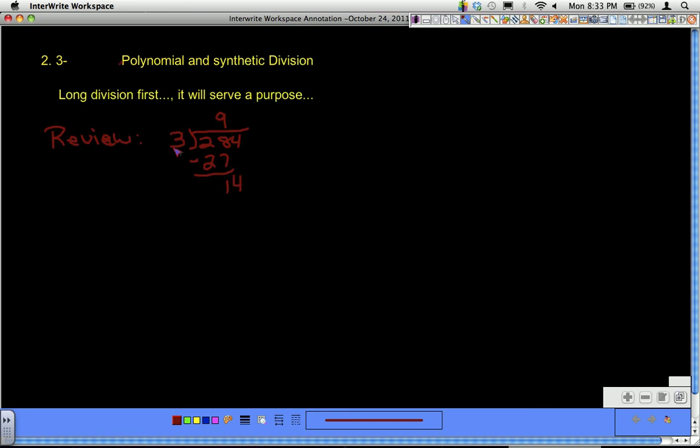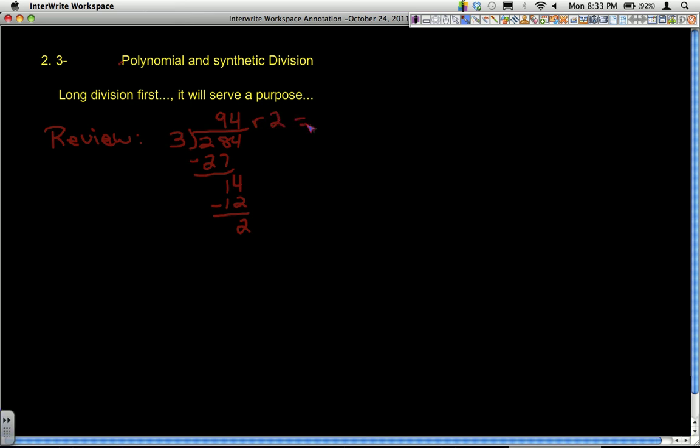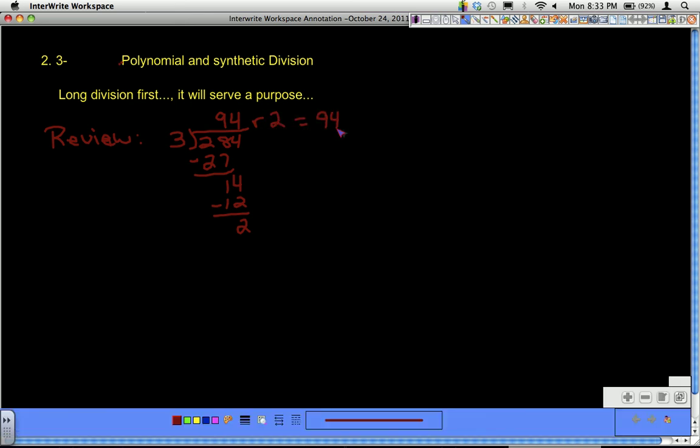How many 3's go into 14? That's going to be 4. And top times front gives me 12. I subtract, and I get 2, and I can't have any more 3's going into 2, so that gets me my remainder. And I can either write it as this, or I could write it as this.